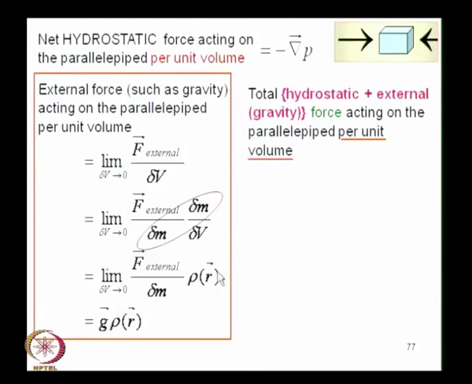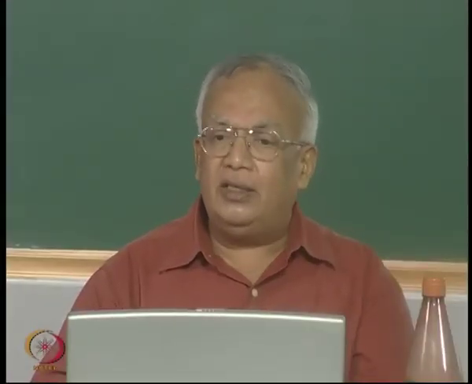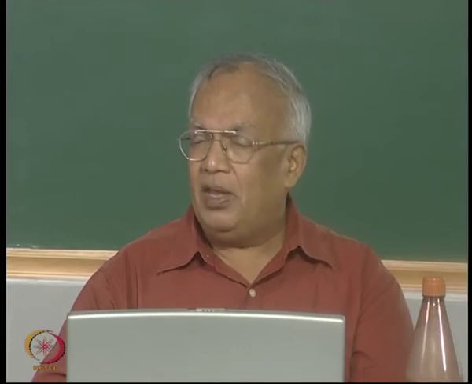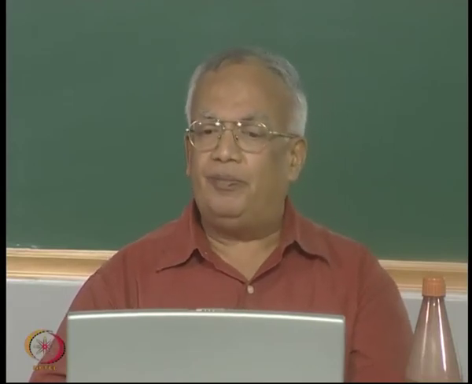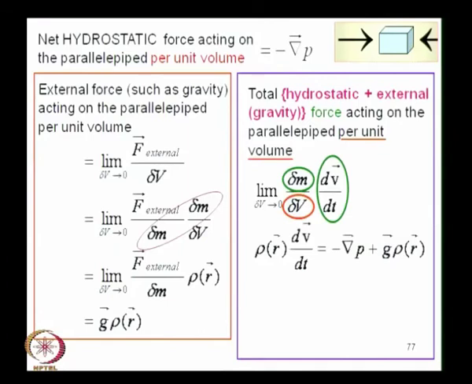So, now there are two forces which are acting on the fluid. One is the hydrostatic force, which we defined in the previous slide, which is the negative gradient of pressure, and an external force, which is the product of the acceleration due to gravity and the density of the fluid. What is this equal to? This is the net force per unit volume, and what is force? Force is mass into acceleration. This is the principle of causality we learnt.